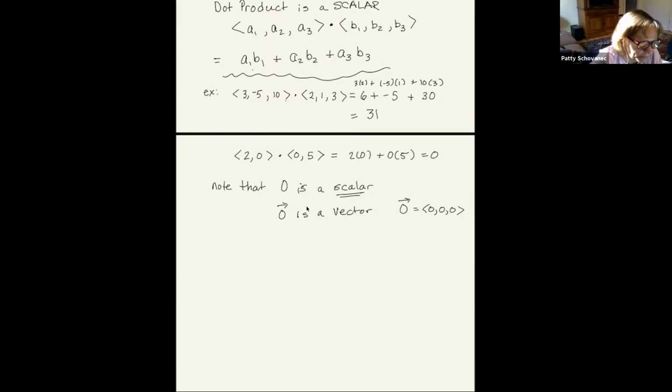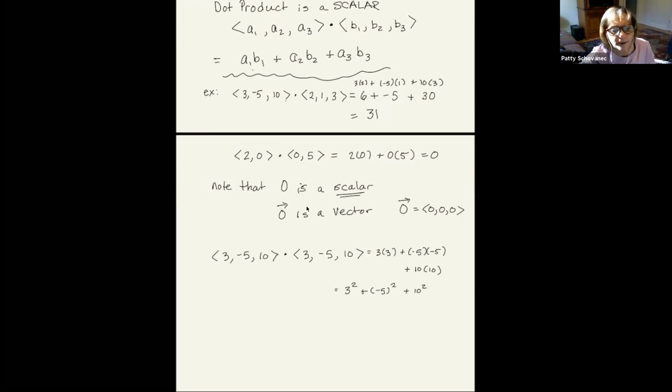So some things about the dot product. Let's look at what happens if you dot a vector with itself. Let's take the vector 3, -5, 10, and dot it with itself. And what we would get is 3 times 3 plus -5 times -5 plus 10 times 10. So if I write it like this, then maybe you recognize that as being the stuff that you do inside the square root sign when you're finding the magnitude of a vector.